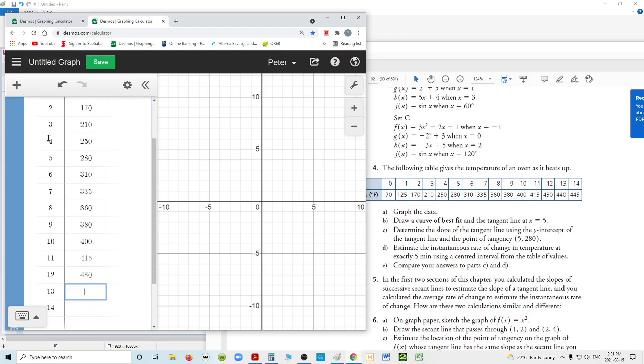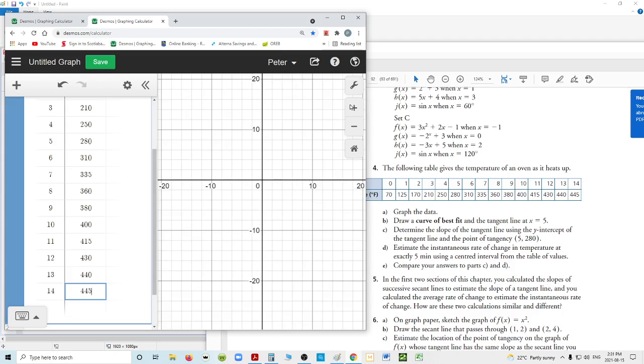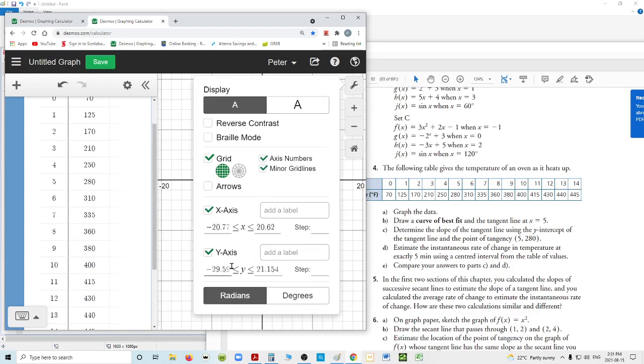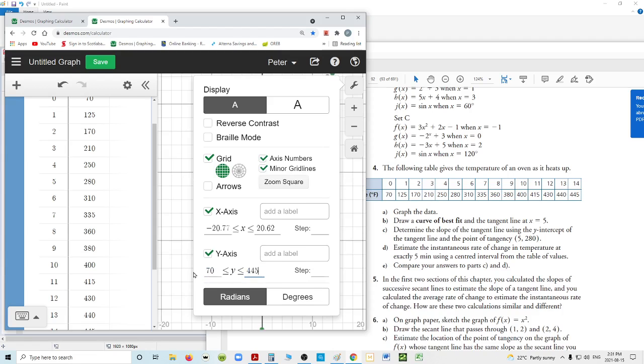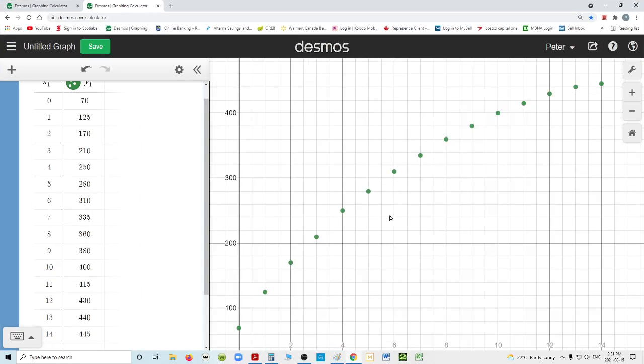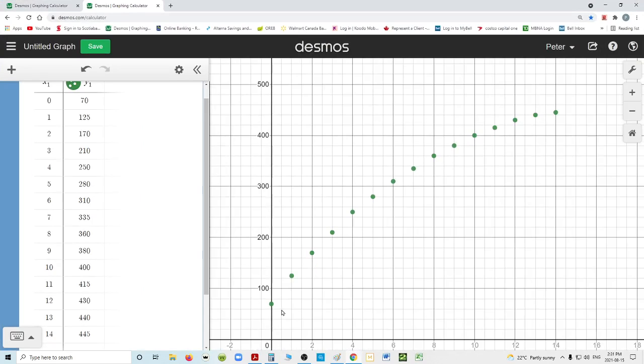430, 440. Oh, because it's heating up to a specific temperature. So as it gets close to that temperature, it's slowing down. So my y's from 70 to 445, and my x is from 0 to 14. And now I'll enlarge it. There we go. And you can see it's slowing down as it's getting up there.